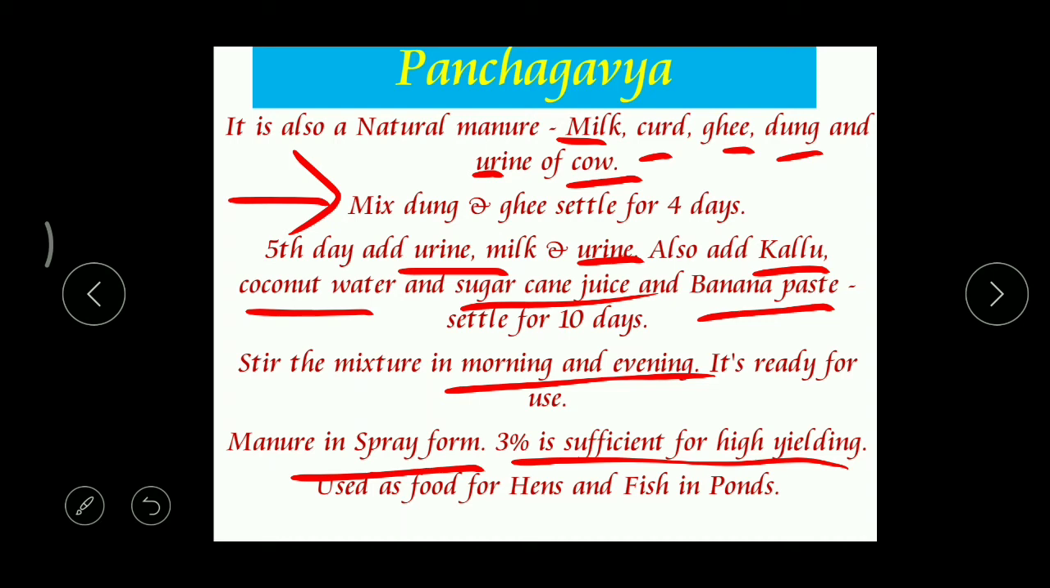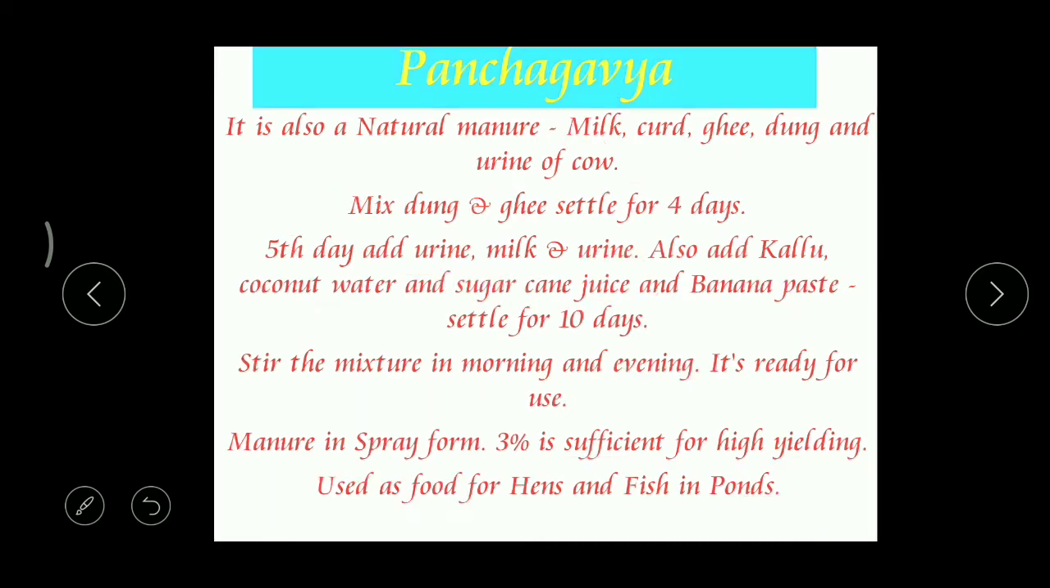Only 3% is sufficient. And even this can be used as food for poultry, like hens, and even in fisheries. Fisheries means in culturing of fishes, right? Okay, that's about this Panchagavya.